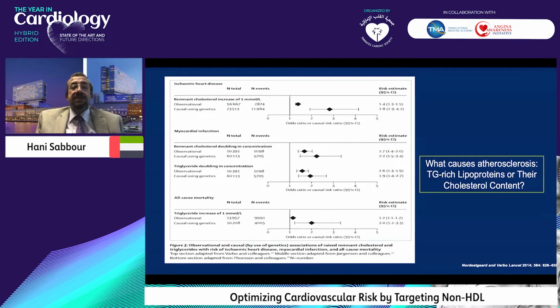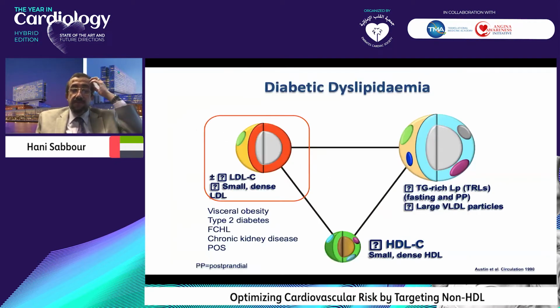Now, what causes the atherosclerosis? The triglyceride-rich lipoproteins or their cholesterol content? So it's fairly clear when you look at this genetic analysis for patients with ischemic heart disease or triglyceride, the mortality is really significant when you have the component that comes from the triglyceride as well as the atherogenic lipoprotein.